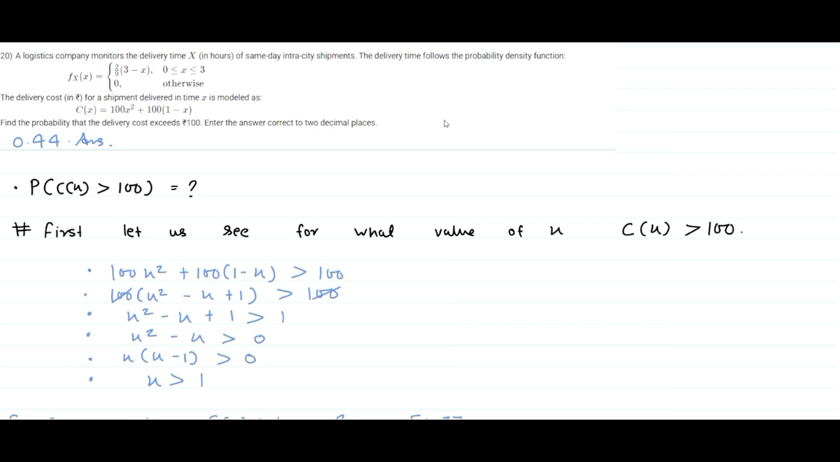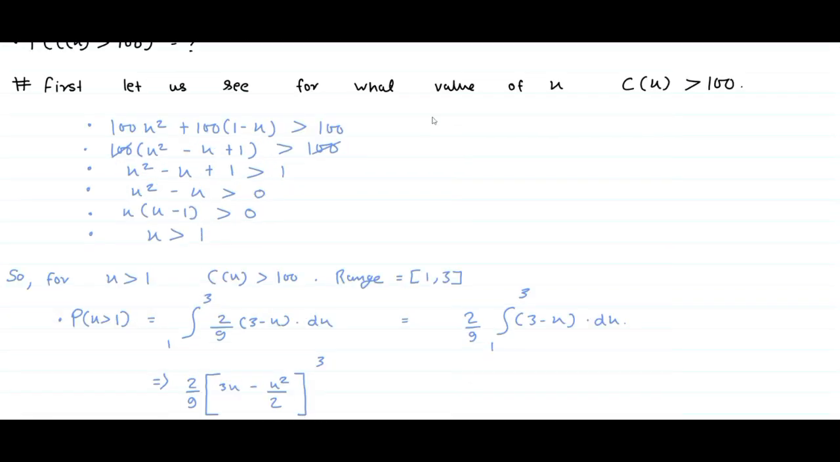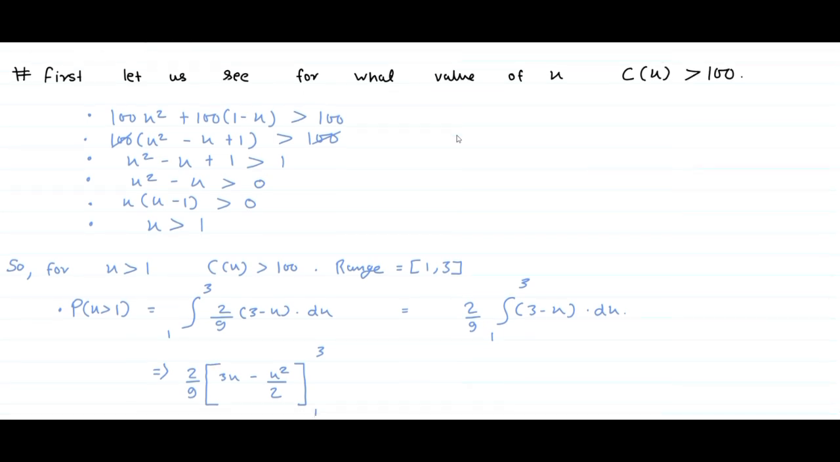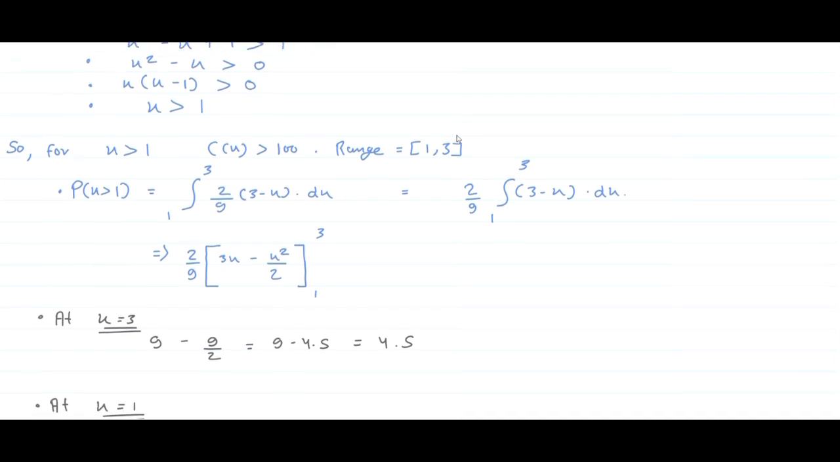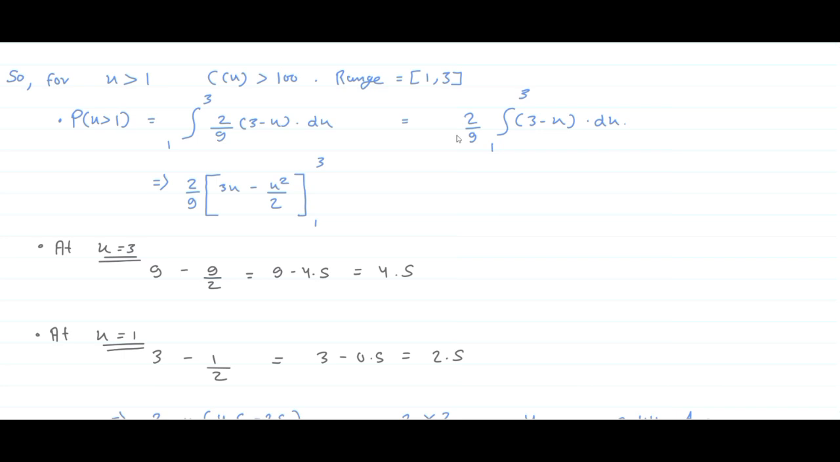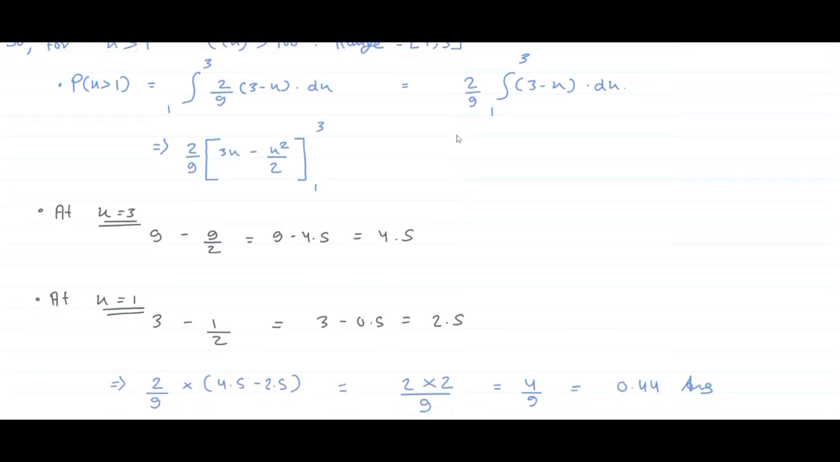Here we basically have to find the probability of C(x) greater than 100. First, let us see for what value of x, C(x) is going to be greater than 100. So, 100 times x square plus 100 times 1 minus x greater than 100. From here, if we solve for x, then we get x greater than 1. It means that we have to find the probability over the range 1 to 3. So probability of x greater than 1 will be equal to integrating 2/9 into 3 minus x with respect to dx over the range 1 to 3. If we solve this integration, then the probability of x greater than 1 will be equal to 0.44.